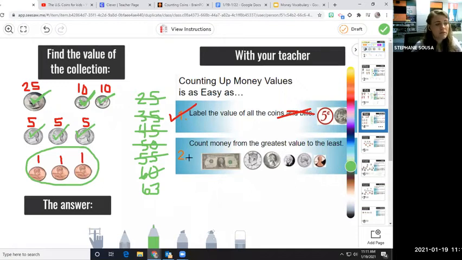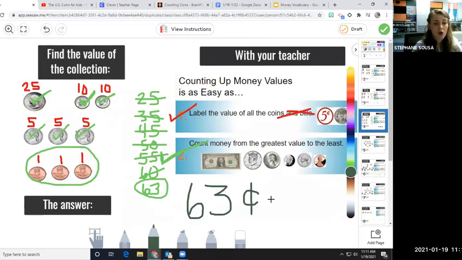So I've counted the money from greatest value to least. I have 63 whats? My answer is 63 cents. 63 is less than or smaller than 100. So I need the cent symbol because it is not greater than $1. 63 cents. Questions, concerns, comments?